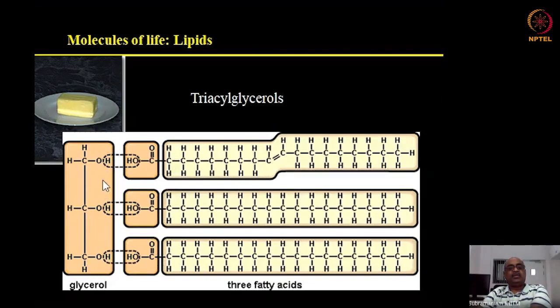So with these 3 alcohol groups of glycerol, when you have 3 fatty acids linked, you call that triacyl glycerol. This carboxylic acid moiety is called an acyl group. And you have 3 acyl groups attached to glycerol. So this is glycerol derivatized with 3 acyl groups, and that is why it is called triacyl glycerol. Butter, for example, shown in this plate, is primarily triacyl glycerol.